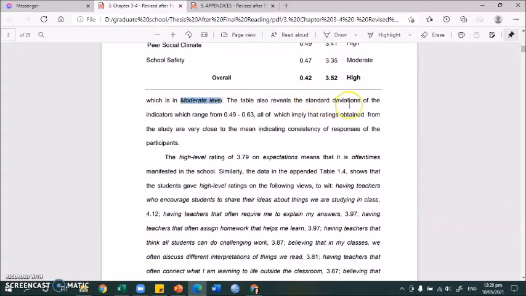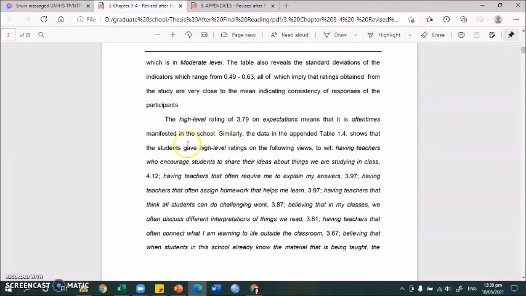And also, the standard deviations of the indicators range from 0.49 to 0.63. Inisa lang sila because these standard deviations are all less than 1, which imply that ratings obtained from the study are very close to the mean. Meaning to say, it indicates consistency of the responses of the participants. After that, sa results ito Chapter 3.